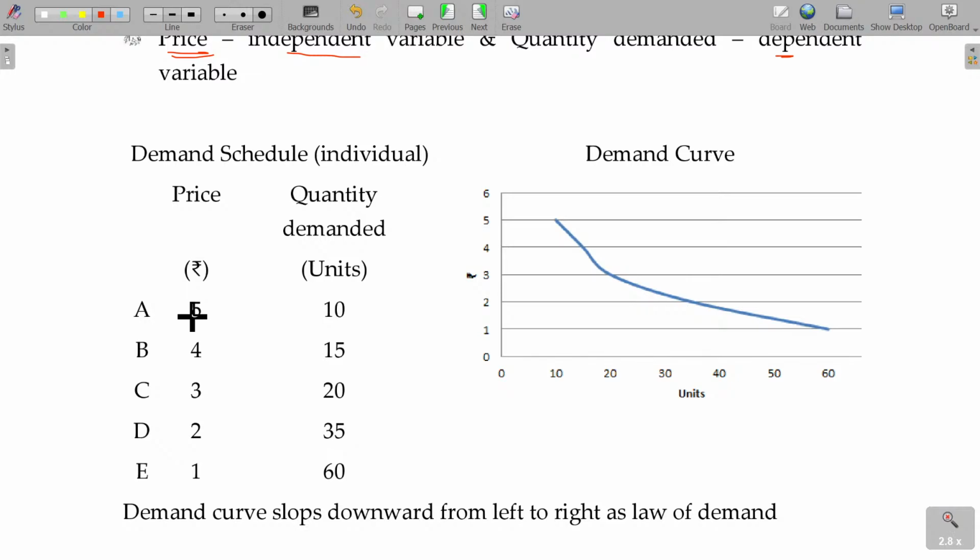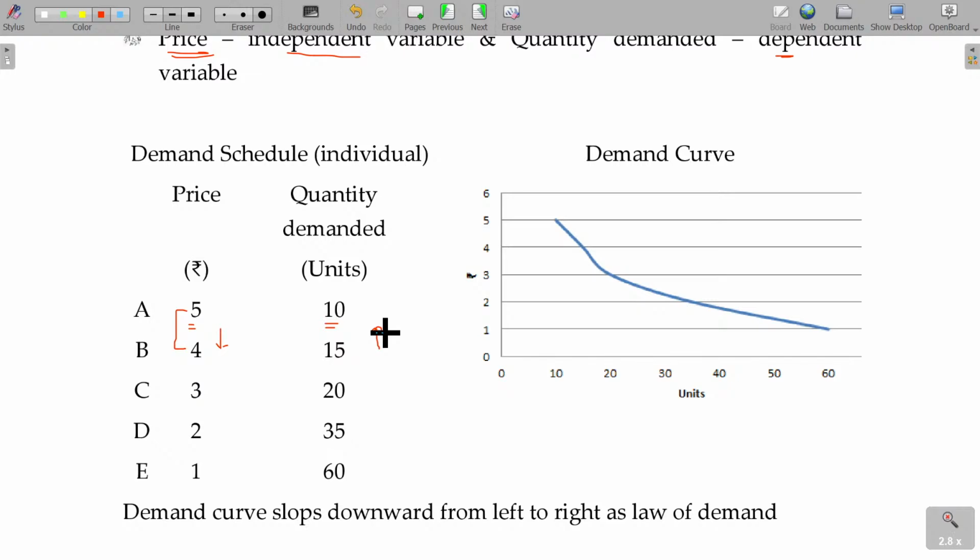If the price of any commodity, we will assume any commodity, is 5 rupees, we assume that the quantity demanded could be 10 units. As per the law of demand, if the price decreases from 5 to 4, definitely, as the price decreases, quantity demanded should increase, right? So we will now increase the quantity demanded from 10 to some extra number: 12, 13, 14, whatever it may be.